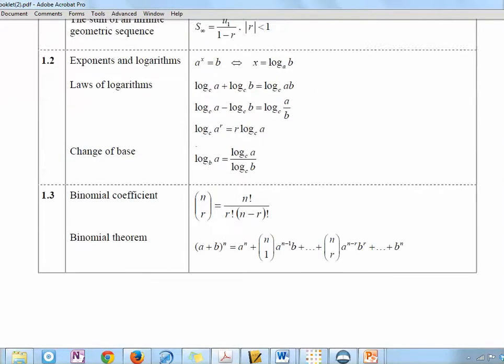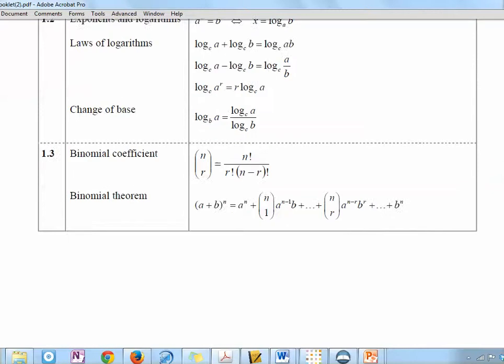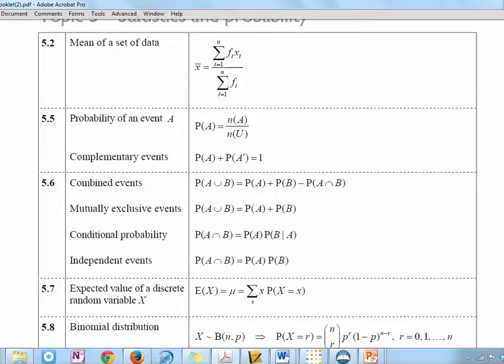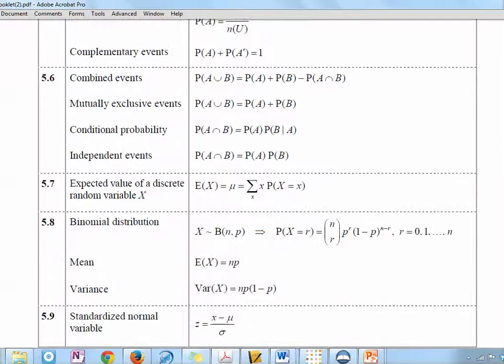Probability, where's the binomial? There we go. Sorry, that's not probability. Probability is here. So you've got some binomial distribution. Oh, there it is, 5.8. To get the expected value or the mean, you take the number of flips times the probability of it happening, and that's how you get your expected value, or the total number expected, or mean of heads.